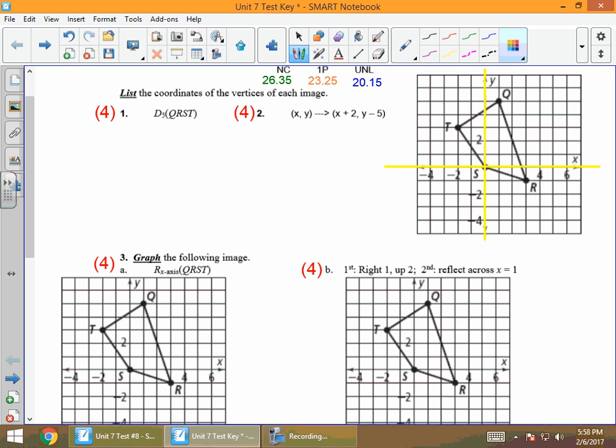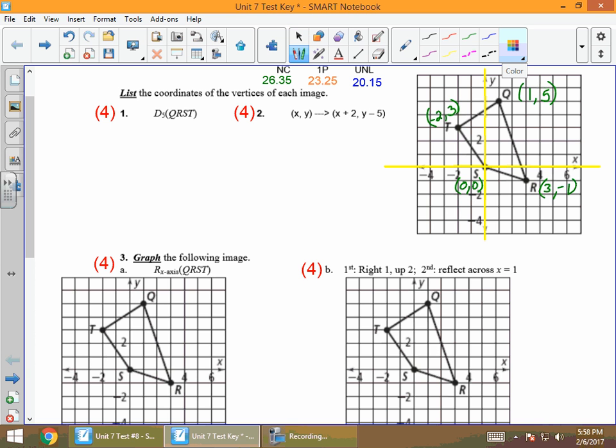So S, this one is pretty easy. S, this point is at 0, 0. T is at -2, 3. So that is -2, positive 3. Q is at 1, and then it's up 1, 2, 3, 4, 5. And then R is 1, 2, 3, 3, -1. So those are my 4 points in the original problem.